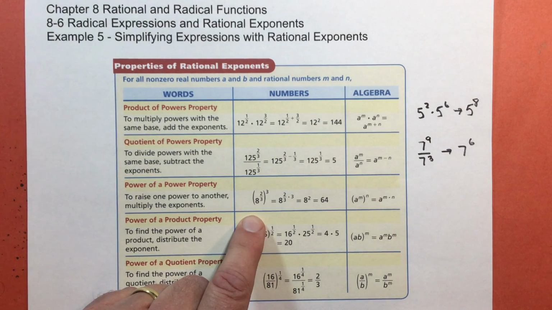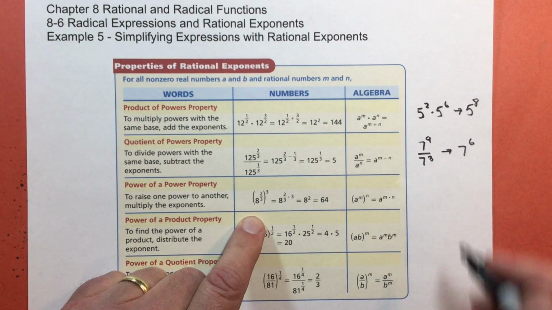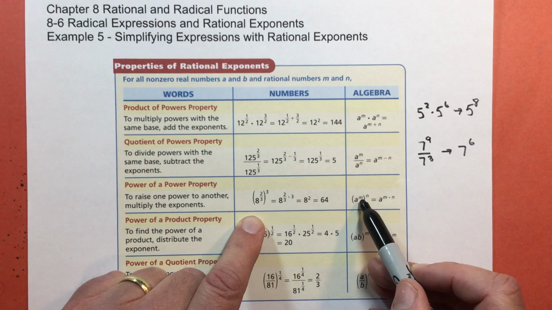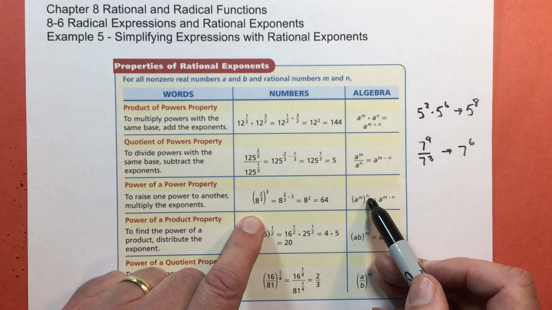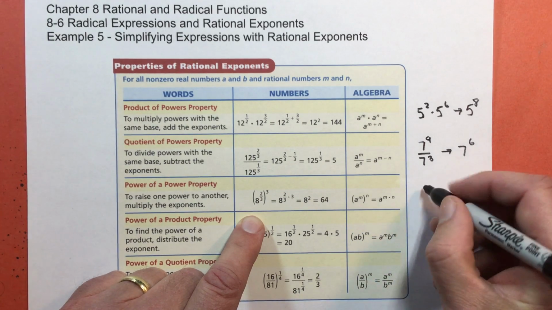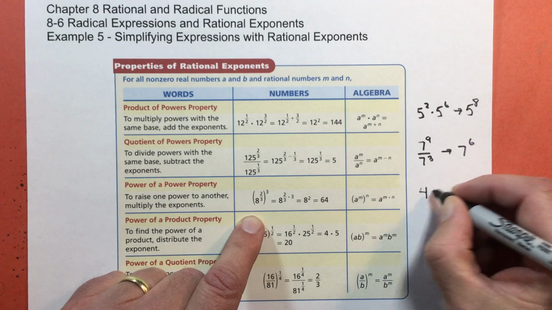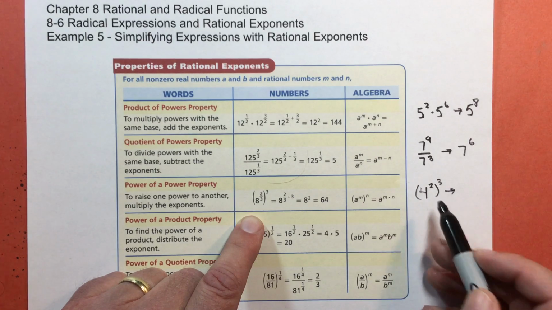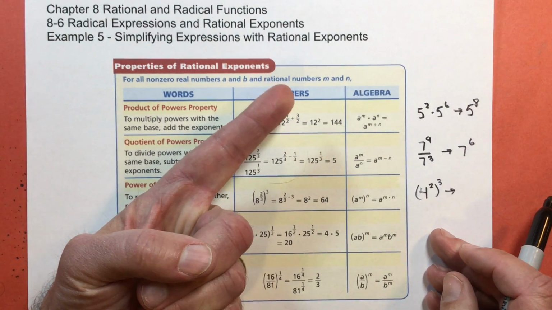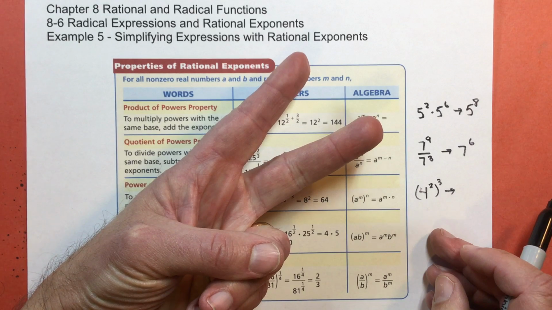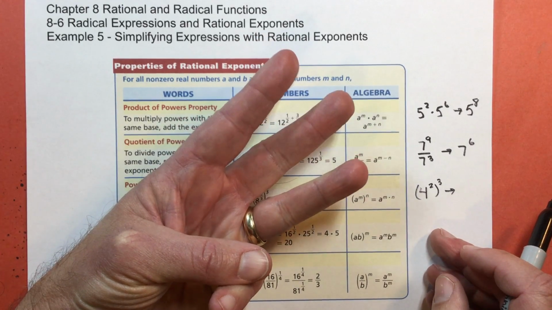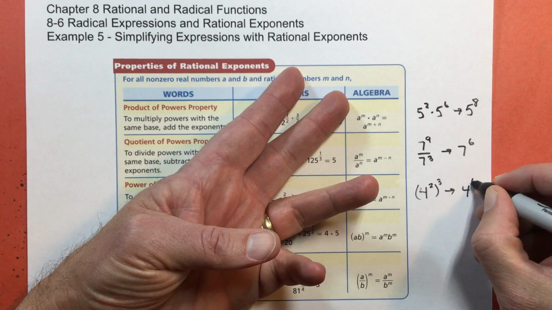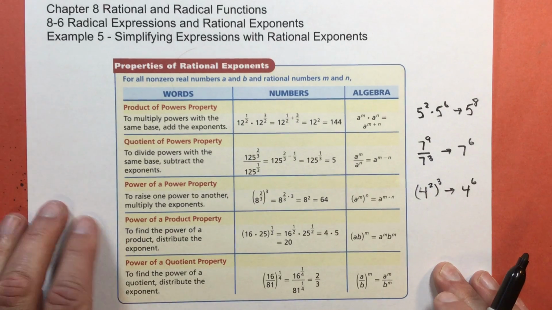The power of a power property, I knew I'd mess it up. This is if I have a power that's a base to an exponent, and I raise that whole thing to another power, then I multiply the exponents. So if I had 4 to the 2nd power, and then I raise that again to the 3rd power, that'd be 4 times 4 once, 4 times 4 twice, 4 times 4 the 3rd time. So I got 4 times 4 times 4 times 4 times 4 times 4. That'd be 4 to the 6th power. I just multiplied 2 times 3.